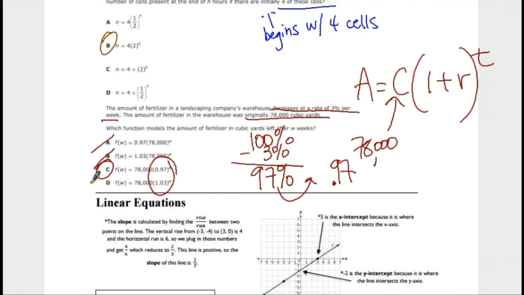Now, I'm curious, I want to know, why is D wrong? Like, what did they do? How did they get 1.03? What do you guys think? So they got 1.03 from adding, so by increasing by 3%. That is why that answer choice is incorrect.